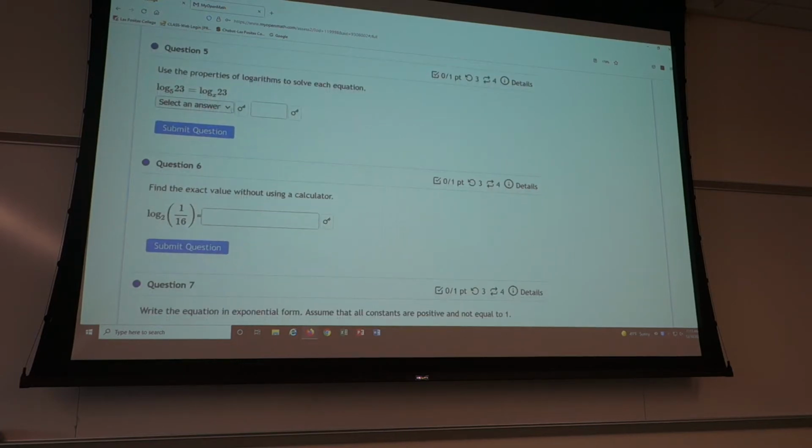And then use properties of logs to solve this. So if these two things are equal, right? What does x have to be? 5. Right. Does that make sense for folks?